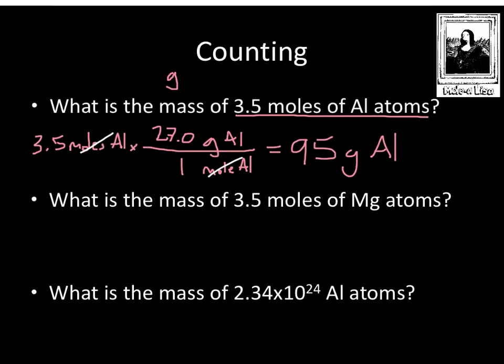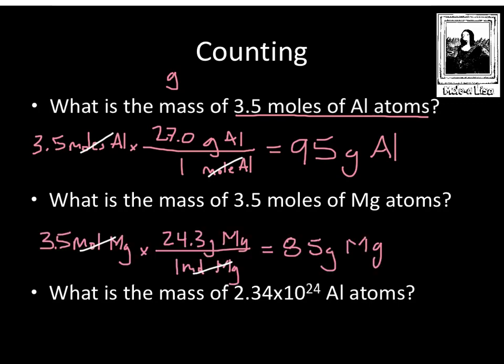Okay, you try this second one. Find the mass of 3.5 moles of magnesium atoms. Give it a shot, and I'm just going to go ahead and do it off the video and show you the answer. And 3.5 moles of magnesium would weigh 85 grams.